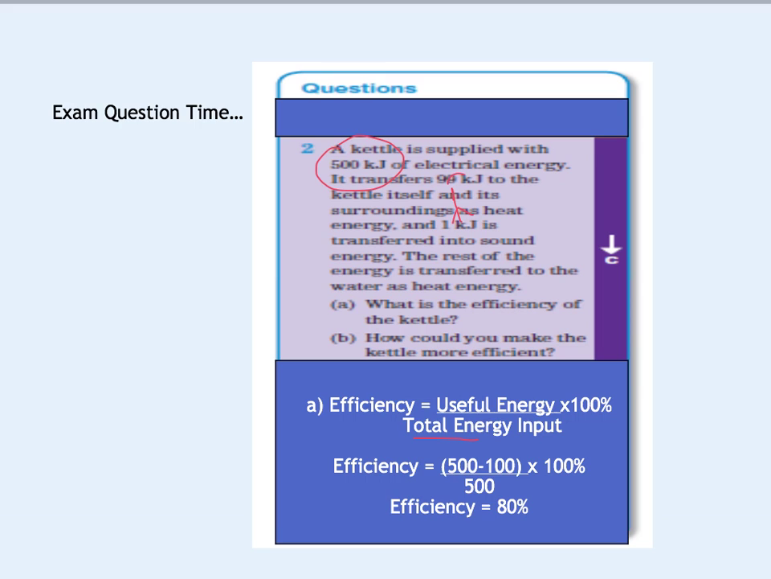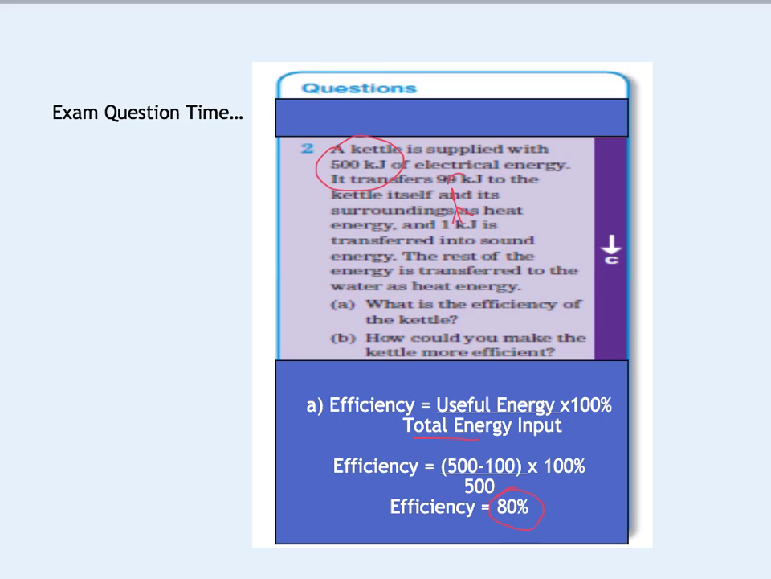That's the wasted energy. And if you remember early on, I said if you take the wasted energy away from the total energy, that gives you the useful energy. So we knew we had 500, so 500 minus 100, that's 400. 400 divided by 500, then multiplied by 100. So that gives you an efficiency for this kettle of 80%. That sort of question would probably be worth 3 marks.